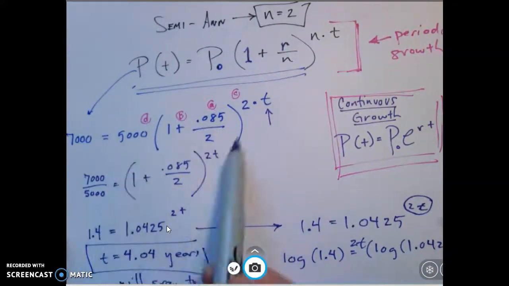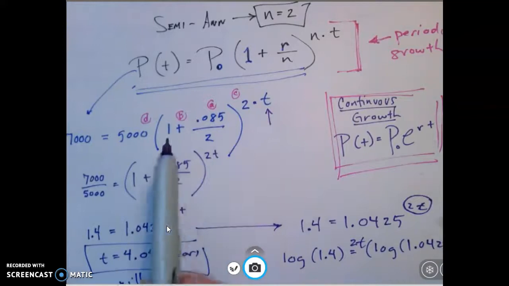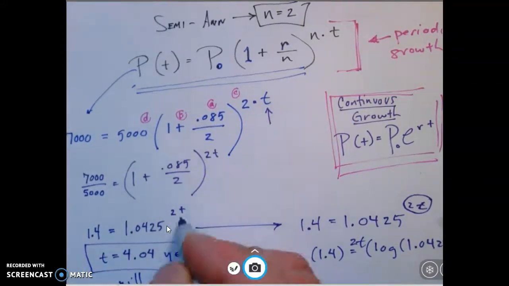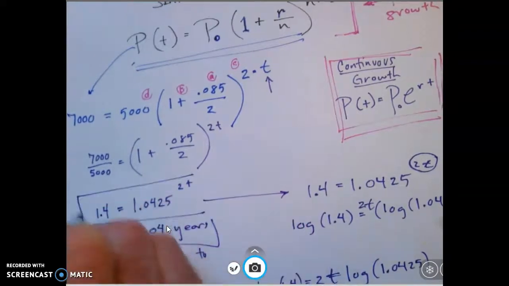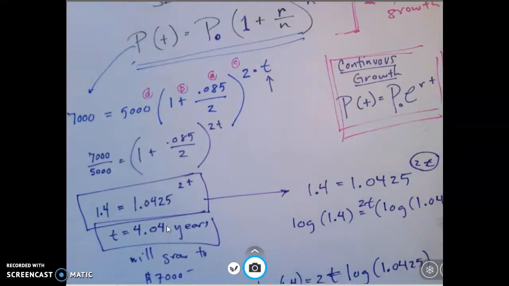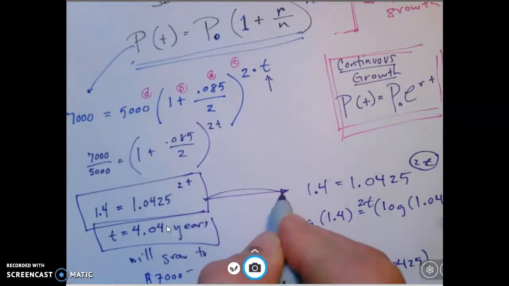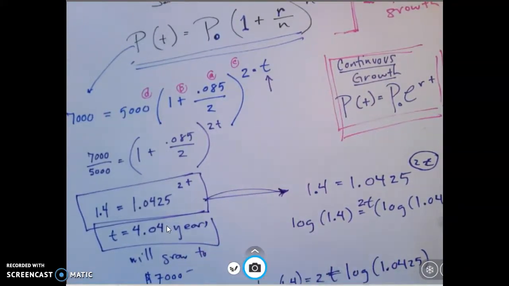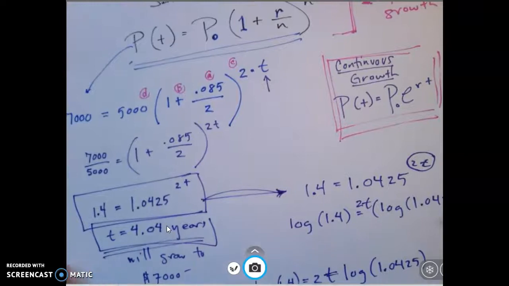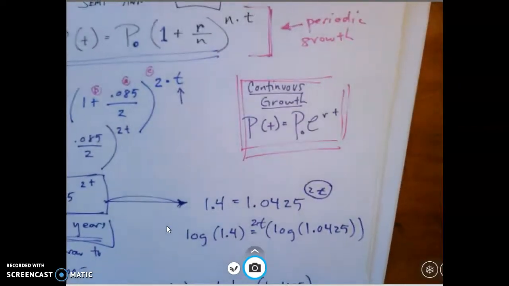7,000 equals this whole thing. I isolate the t, which means I'm dividing by 5,000, simplifying as much as possible. I eventually get to a point where I have an isolated base to a power. At this point, I either use logs to solve for the exponent, which means I take the log of both sides and the exponent drops, or I could do it in my calculator, and I see that in 4.04 years, it's going to grow to 7,000. Okay?